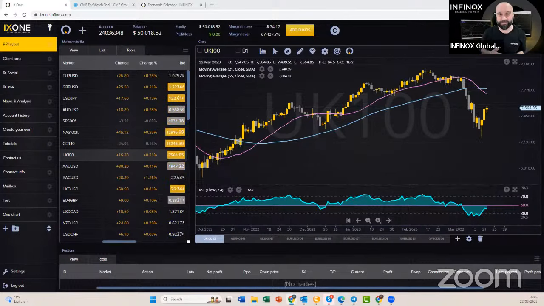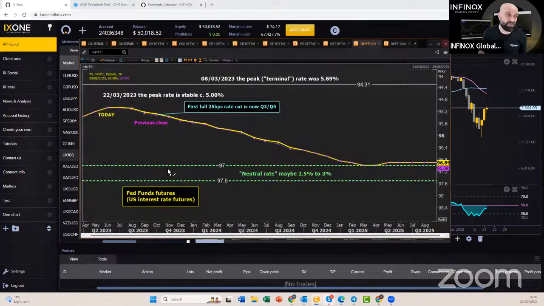Well, the likelihood is that the Federal Reserve is expected to hike by 25 basis points tonight, and then probably will stop after that. The Fed funds futures, which is this chart I've got here, are up towards 5%. You can see on this chart it comes up at 95, which equates to around 5% is where the peak Fed funds rate is going to hit, and then it starts to fall around the start of Q3, and then the first full 25 basis points rate cut is priced around late Q3, early Q4.